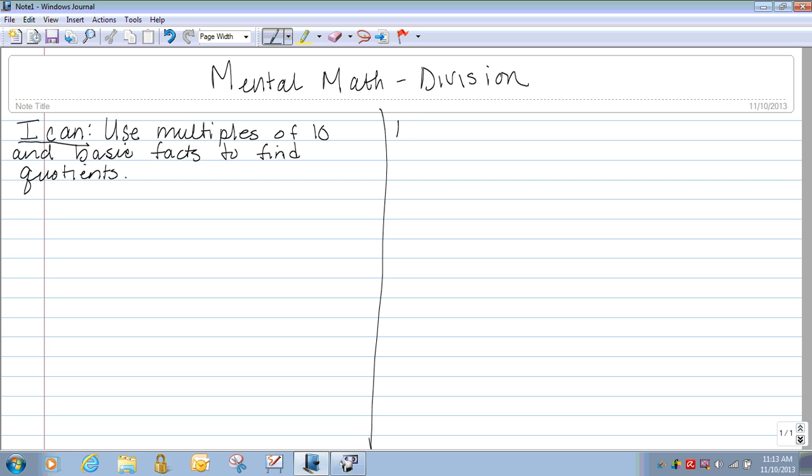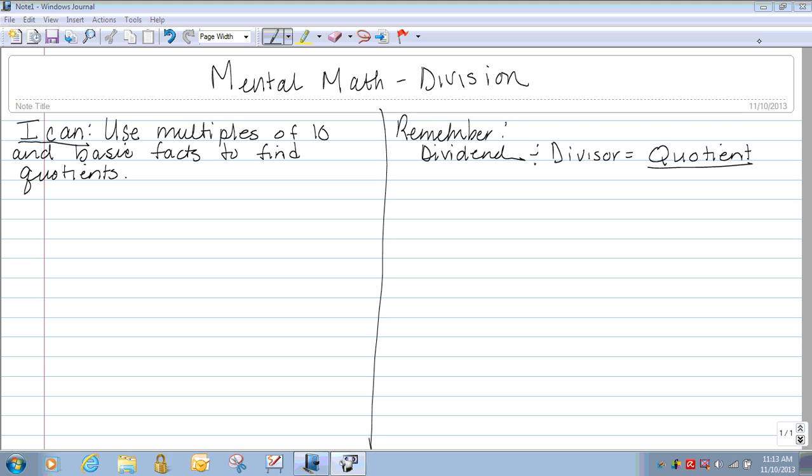Now you have to remember that dividend divided by divisor, oh, spelled that wrong. Let's try again. That equals the quotient, and the quotient is the answer to a division number sentence. Push pause to write your note.